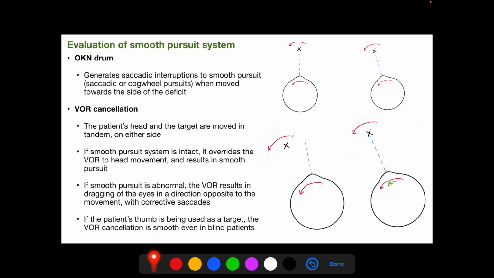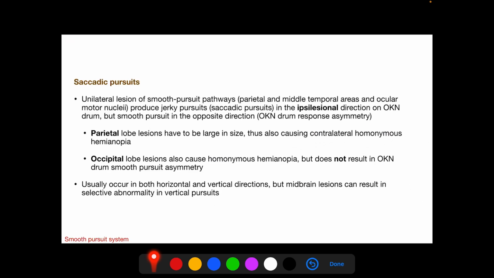If the smooth pursuit system is abnormal, it cannot override and cancel the VOR, and the normal VOR results in dragging of the eyes in a direction opposite to the movement of the head, as a result of which the visual axis lags behind the moving target, followed by a corrective saccade in the direction of the rotation of the head to realign the visual axis towards the target. If the patient's thumb is being used as a target, the VOR cancellation by the smooth pursuit system is normal even in blind patients.